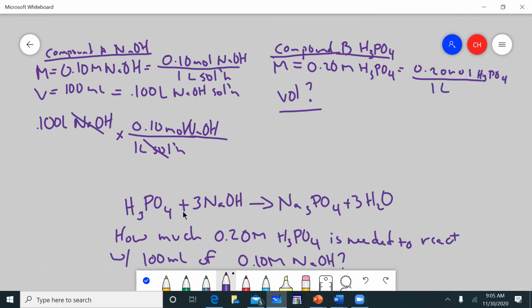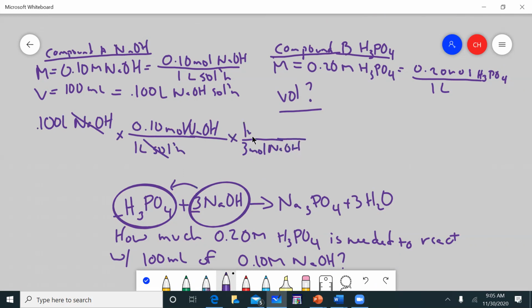Liters cancel. Now we want to go from moles of compound A, so here's my compound A, into moles of compound B, or what we have less information on. So here to here, we use the coefficients. So it's a 3-to-1 relationship. 3 moles of NaOH will yield 1 mole of the H3PO4. So there goes my moles of A, and now I know my moles of B.